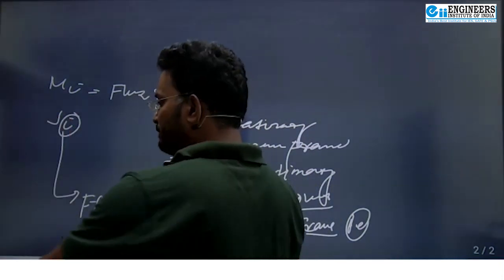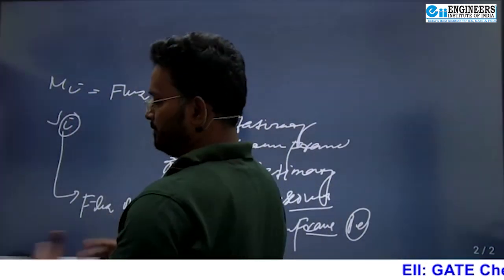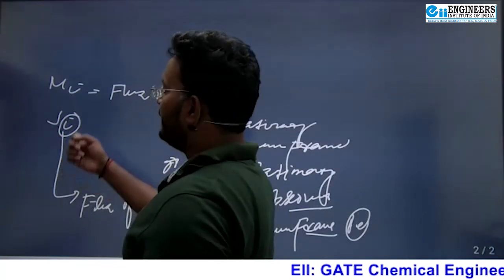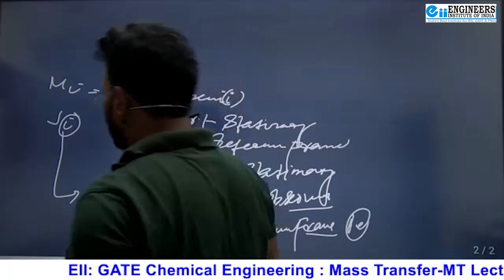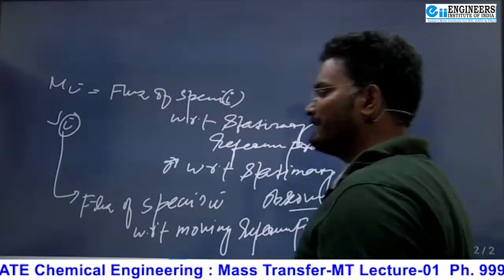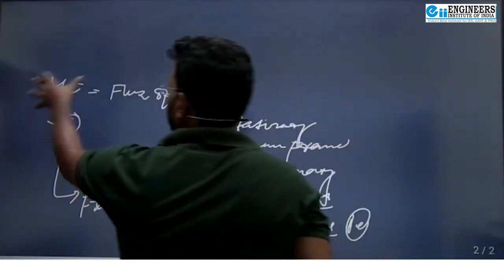For example, in the previous example, the two species are A and B. So JA is the flux of A, and if JB, then it is the flux of B with respect to the moving reference frame. Clear? Ni and Ji.